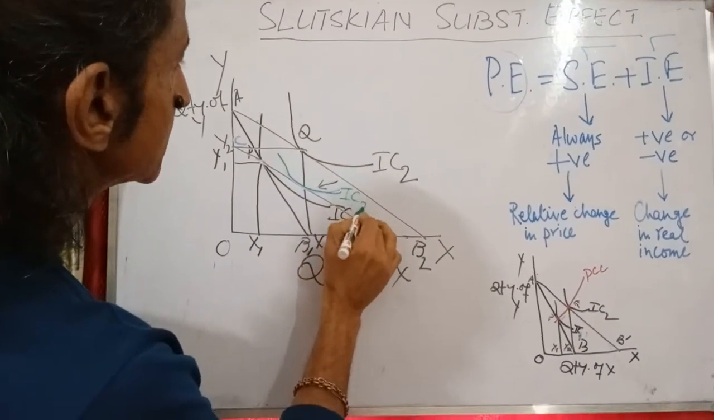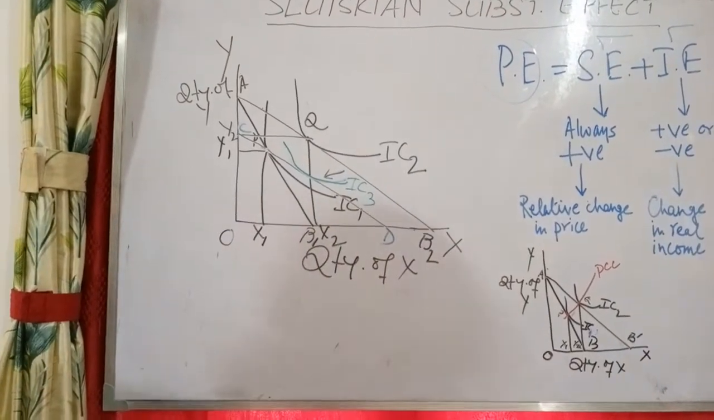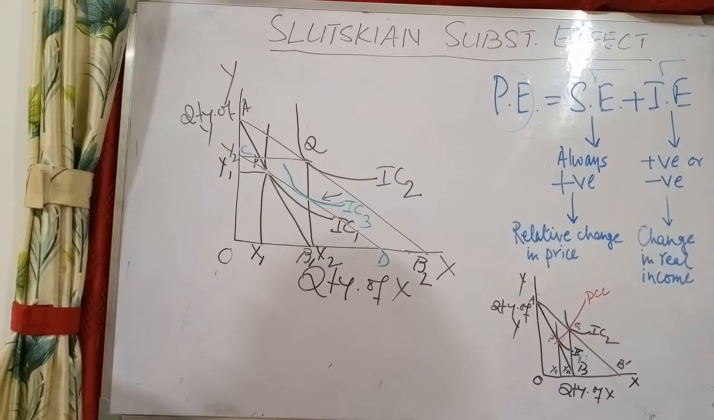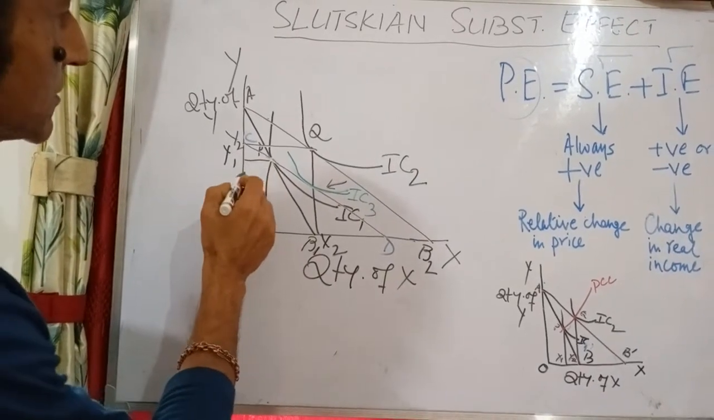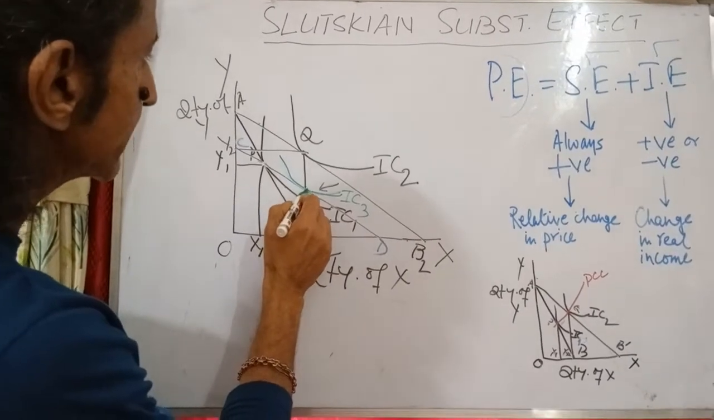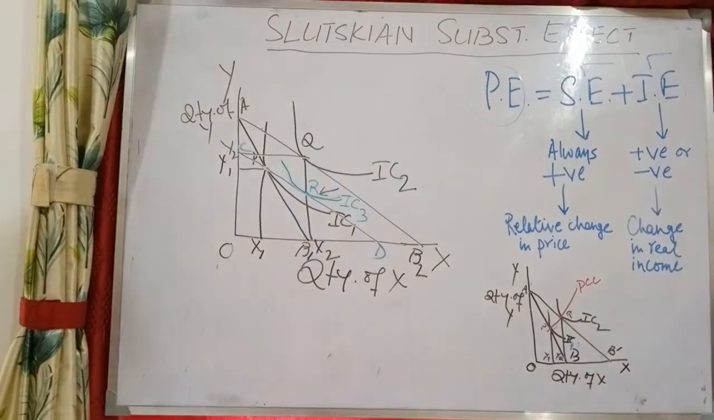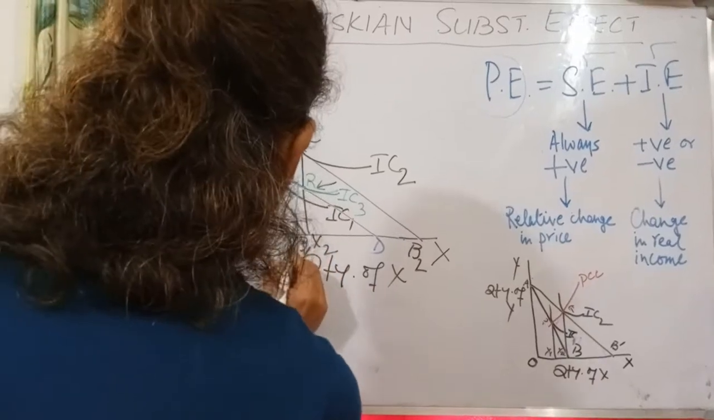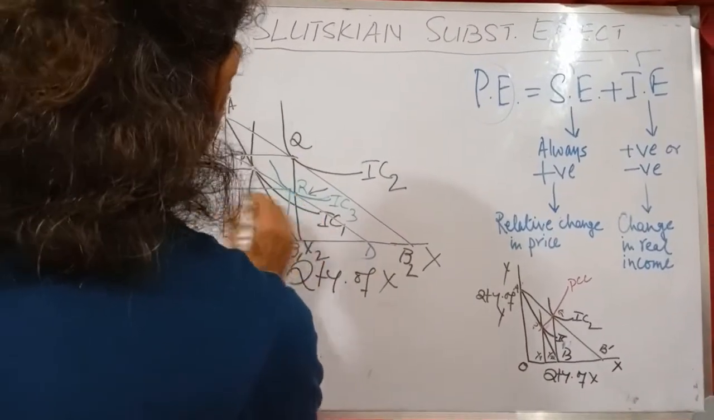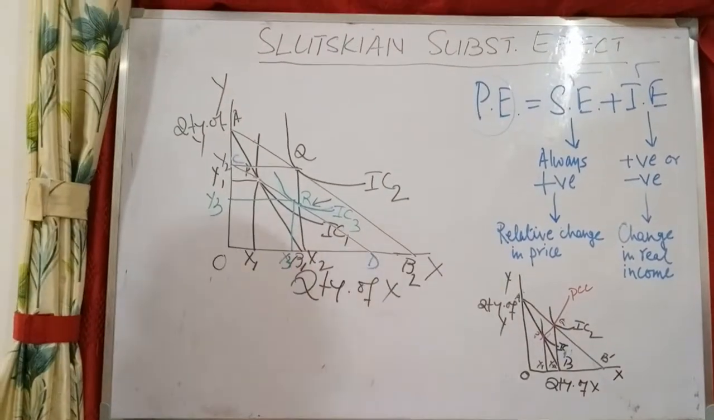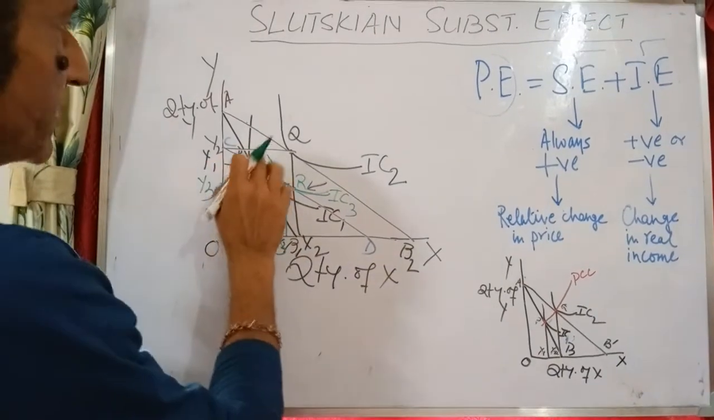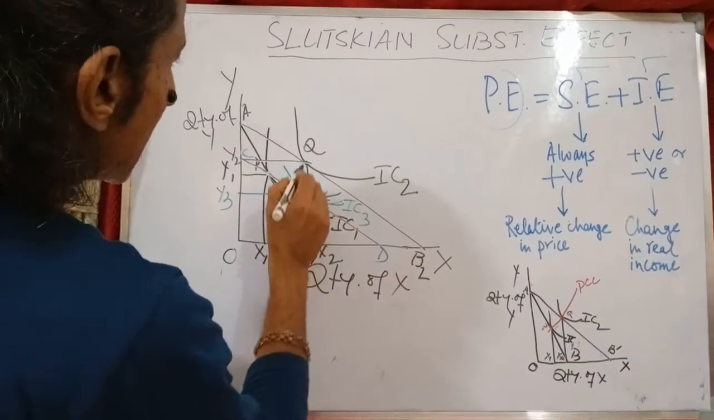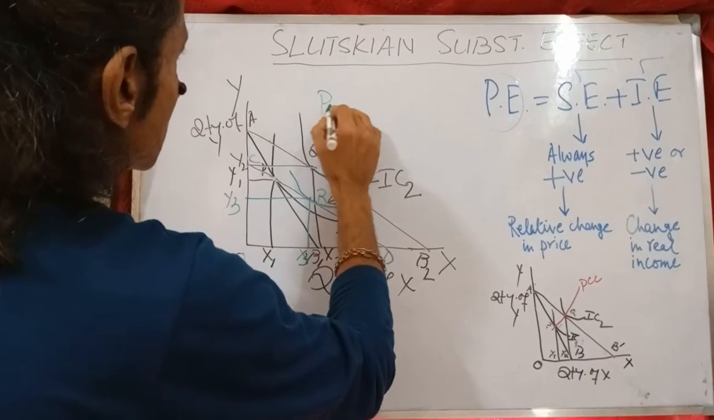Say this is IC3. Since his real income has increased due to fall in price of X, the consumer will shift the equilibrium point to this point. Say this is R. So at point R, the consumer is consuming OX3 units of X and OY3 units of Y. So we can see the movement from P to Q takes place in two stages, P to R and then R to Q.